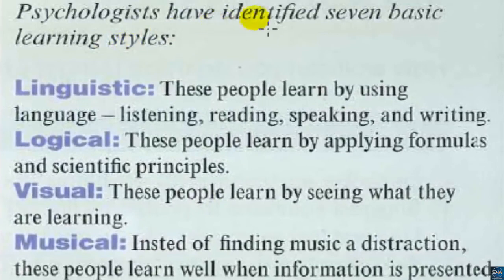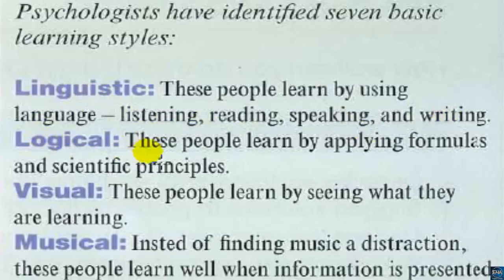Psychologists have identified 7 basic learning styles. Not basic learning styles with an S, but basic learning techniques, learning ways. What are the 7 basic learning styles? The main learning styles. Linguistic: these people learn by using language, listening, reading, speaking, and writing.